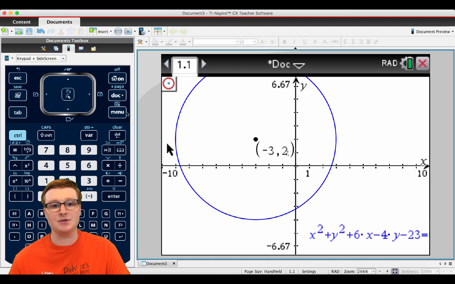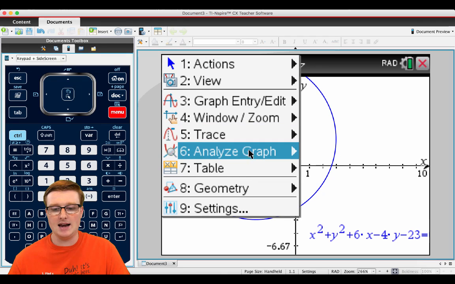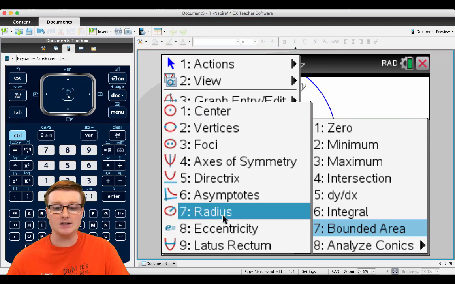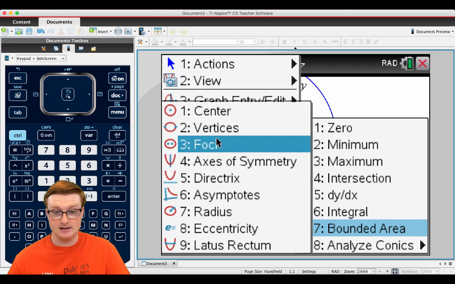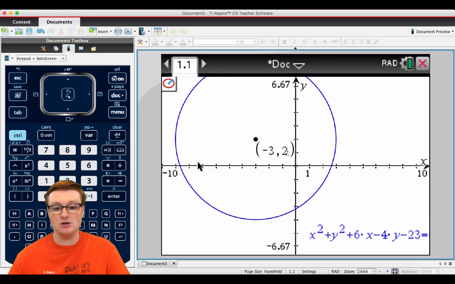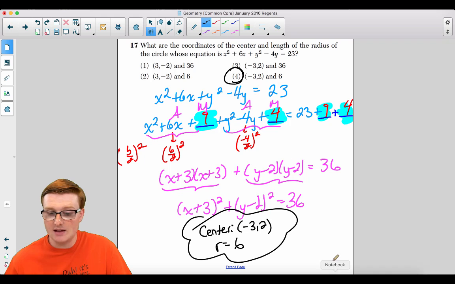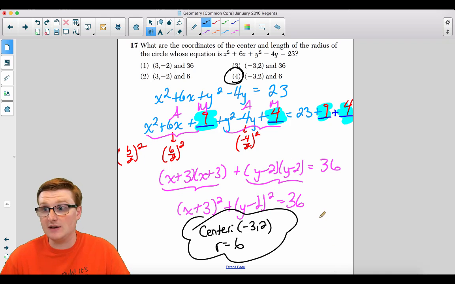Now do it again to get the radius. Menu, Analyze Graph, Analyze Conics, Radius, which is number 7. And you hover over the circle, you click and click again, and there you have the number 6. So that is how you get those values on the graphing calculator using the TI Inspire.